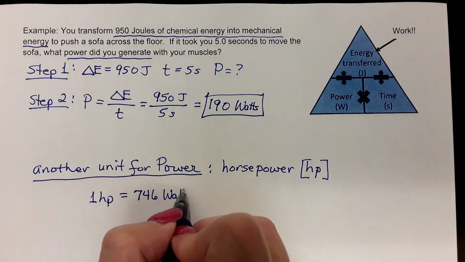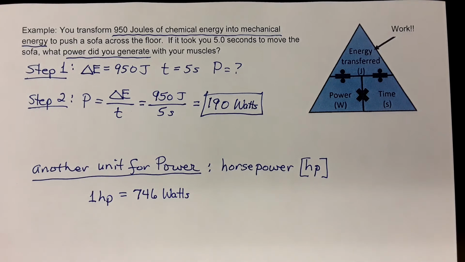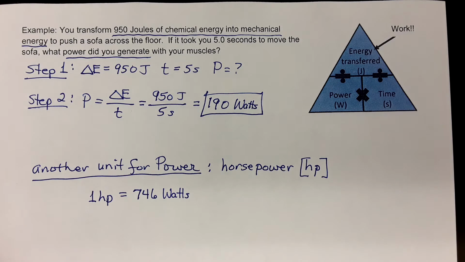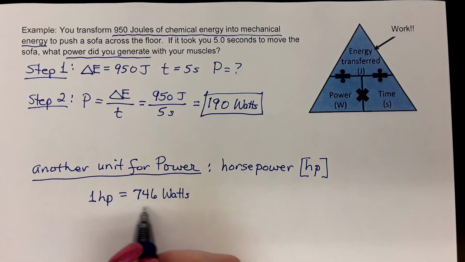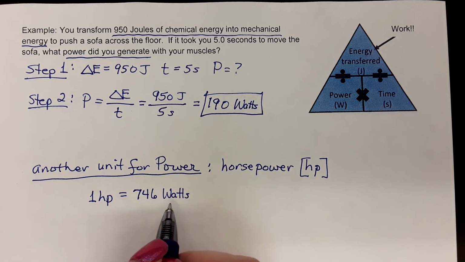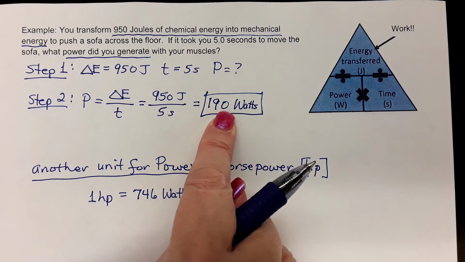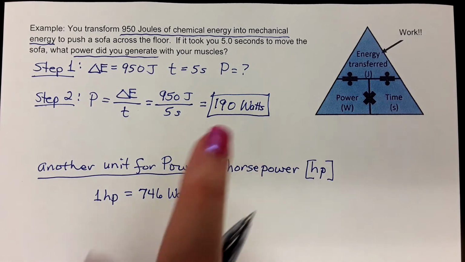746 watts. Okay, now I think you're going to see a video where it says 750 or something, or maybe not. I don't remember if there was a video that said that or not, but sometimes they use 750. I don't like to do that. So in any case, if you have 746 watts of power being generated, that's equivalent to what we call 1 horsepower today. So now, since you moved the sofa across the floor, how much horsepower did you generate doing that?